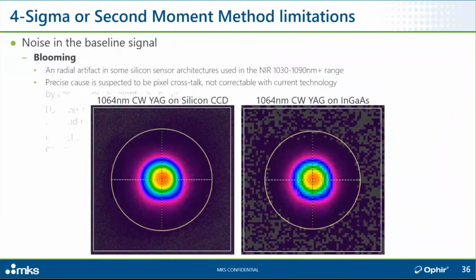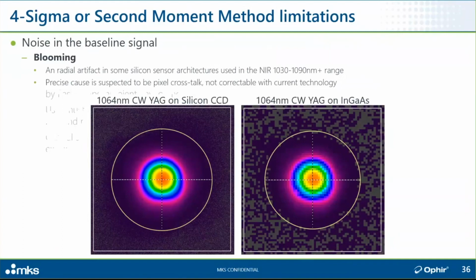Blooming is a radial artifact in some silicon sensors when used in the NIR range, starting at about 1030 nanometers to about 1090 nanometers. It's typically caused by a type of pixel crosstalk and isn't really correctable. It's usually an issue that is detrimental to the measurement, and effectively that camera is not going to be great at measuring beams in the NIR.